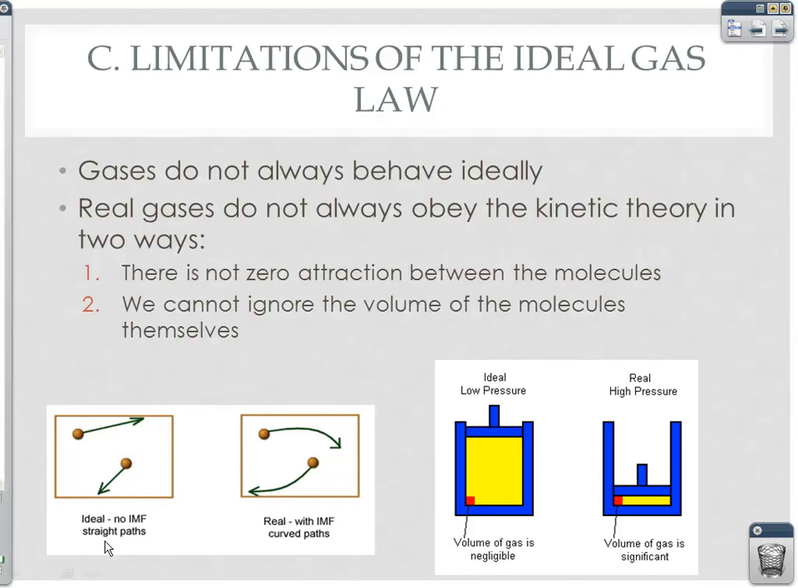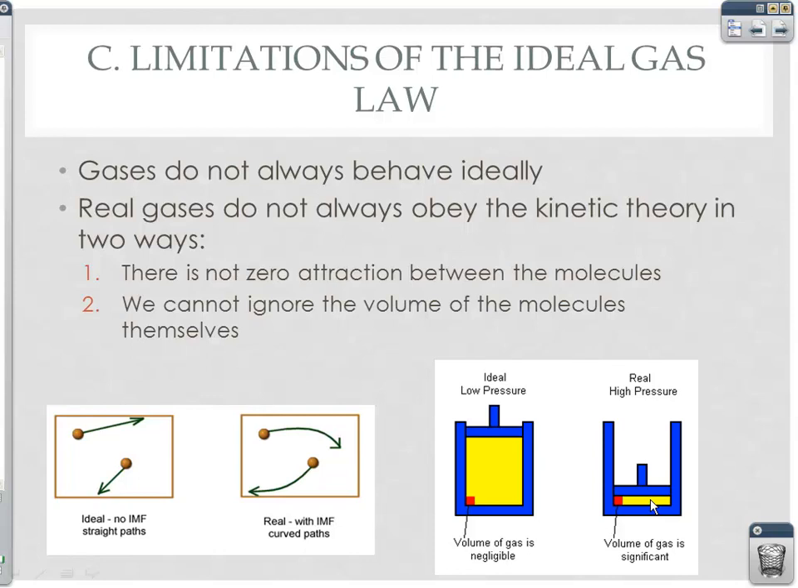So you can see here with interaction, if you have no interaction, they basically follow a straight path, which is perfect for an ideal gas. But in real situations, gases do not behave that way because they're interacting with each other, and they behave in a curved pattern. Now, if you have low pressure, look at the volume of the gas compared to the overall volume. It's very small.